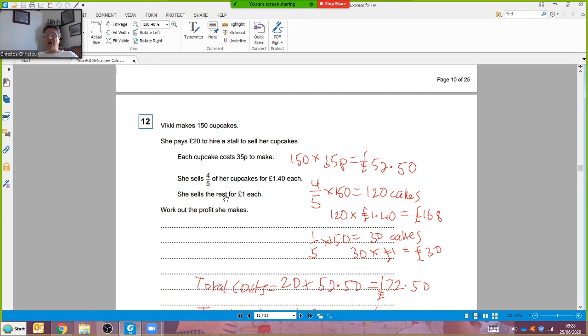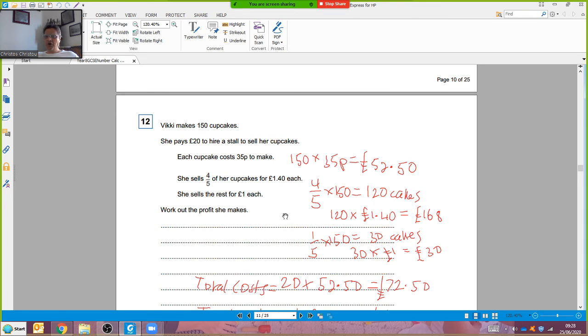She sells the rest. Well, who are the rest? Well, it's the remaining 1/5, because 4/5 have been sold at full price. So 1/5 of 150 is 30 cakes. And each of those will go for £1. It's towards the end of the day, she's selling them cheap, she wants to pack up and go home. So these 30 cakes, she'll get £1 for if she sells them all, and that comes to £30. And the question is, work out the profit that she makes.